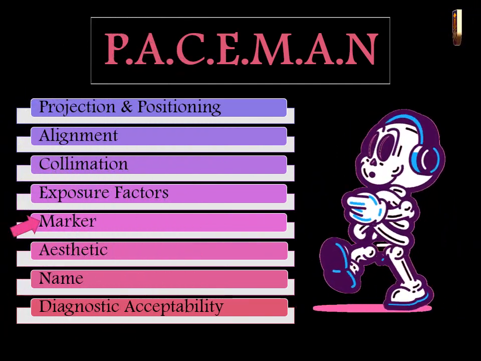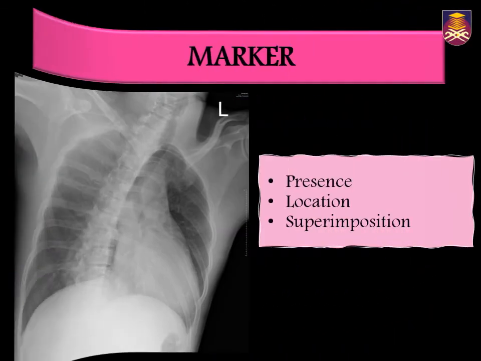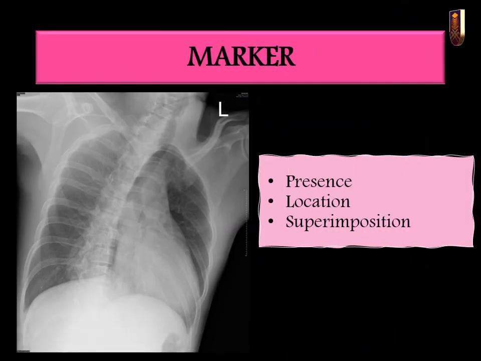Now let's move to the M element, which is marker. In this image, there is no evidence of anatomical marker, but a digital post-processing marker is shown in the image, correctly placed on the left side of the patient's body and placed appropriately without superimposing any region of interest.